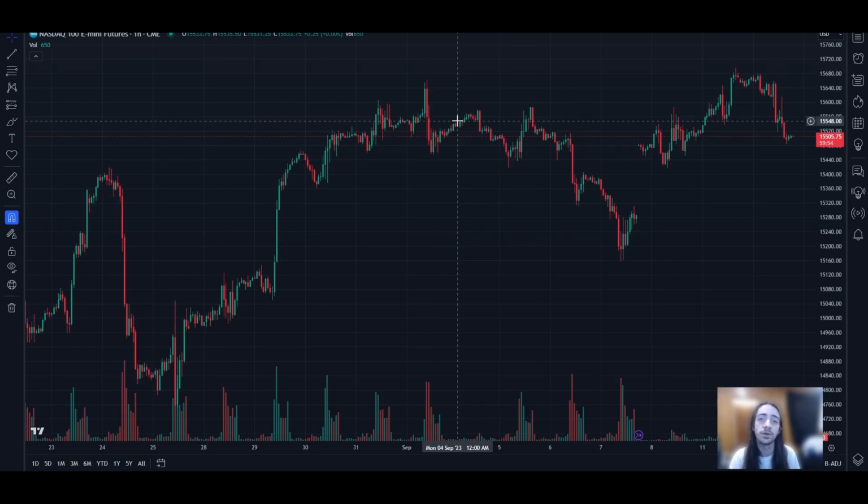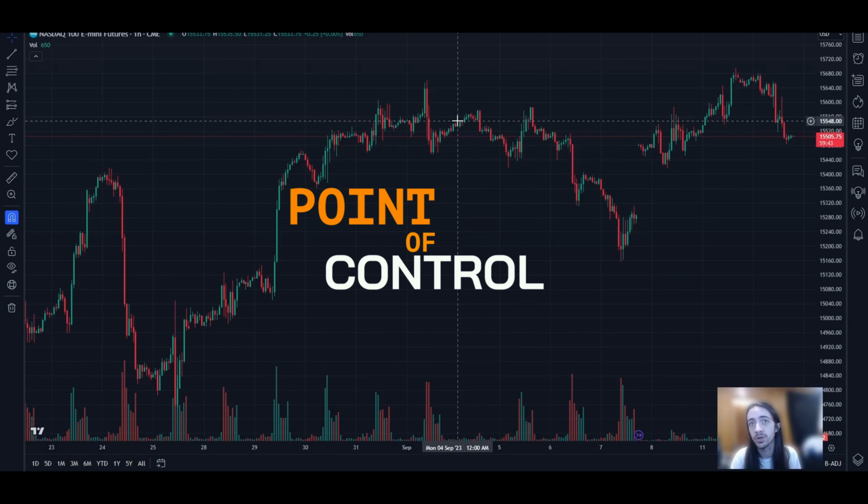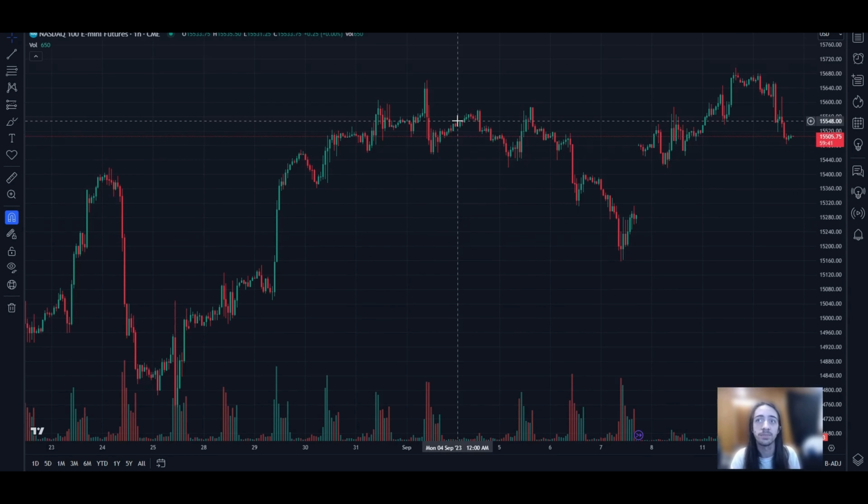Volume Profile also assists in identifying key support and resistance levels, areas of high traded activity, which is also known as the POC, that's the point of control, and price zones where price may consolidate or make a significant move off of. So now I'm going to show you how to add Volume Profile to your TradingView chart.